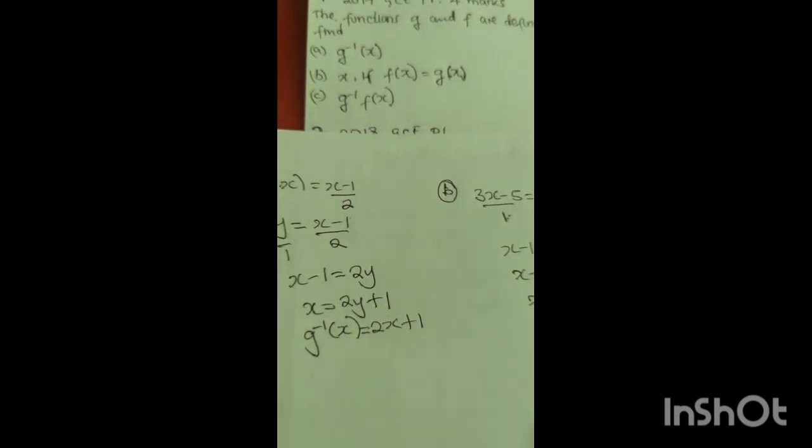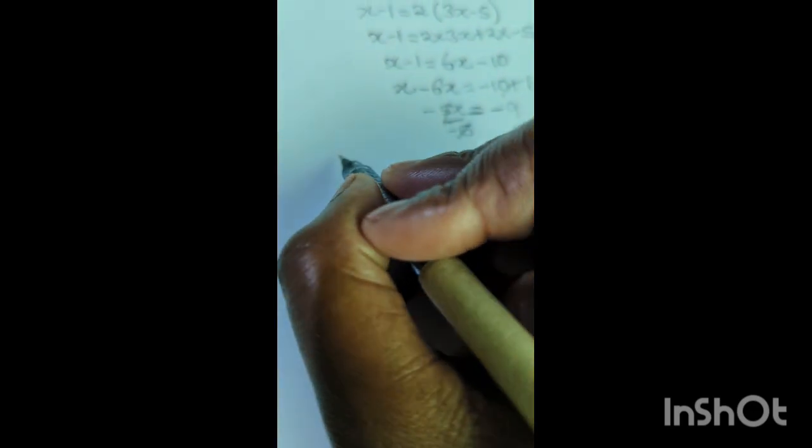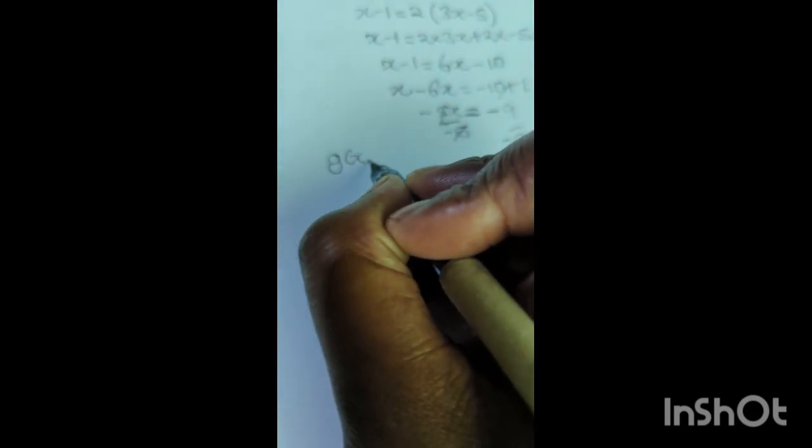So we already found g inverse of x, which is right here. G inverse of x was 2x plus 1. Okay. Now, where there's 2x plus 1, in this inverse function, we're supposed to replace what? F of x. F of x is here. Where is f of x? It's here. It's this one here. 3x minus 5.